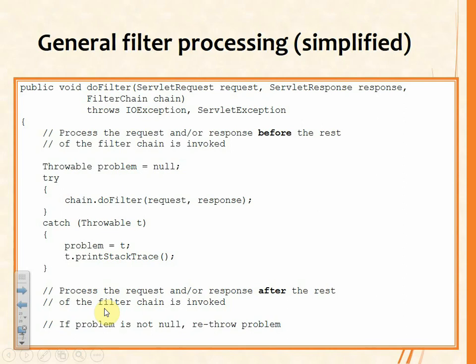When we're writing a filter, we're always going to have this bit of code here, and then we have to choose whether we want to do any processing before the rest of the chain or any processing after the rest of the chain. So typically, if we were going to do an authentication filter, we would do our authentication here and then pass on the request to the next filter in the chain.